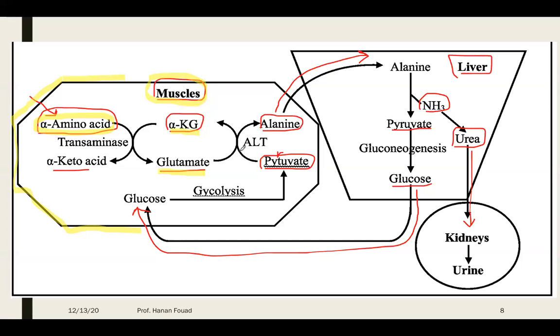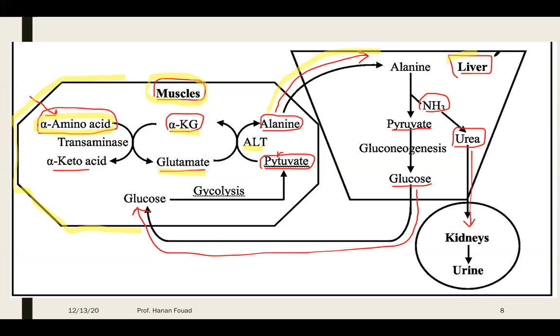Again, there is a unique reaction in the muscle, ALT. Pyruvic acid is an organic acid. The amino group of the glutamic will make another journey. It will be transferred to pyruvic. Pyruvic will accept the amino group of glutamic and be converted to alanine. Alanine will make a third journey. It will go to the bloodstream, go to the liver.